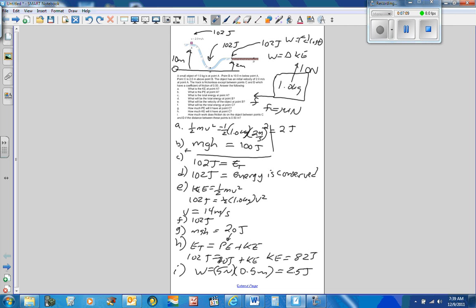So let me circle all my answers. That's the amount of work done by friction. That's the kinetic energy at point C. That's the potential energy at point C. That's the total energy at point C. That's the velocity at point B. Total energy at point B. The total energy at point A, the gravitational potential energy at point A, and the kinetic energy at point A. And that's how you do one like this, and I hope that's helpful.